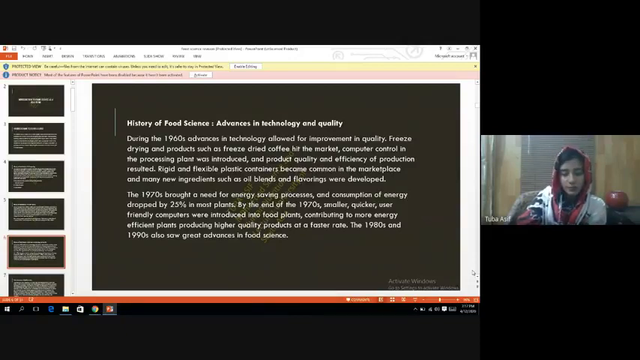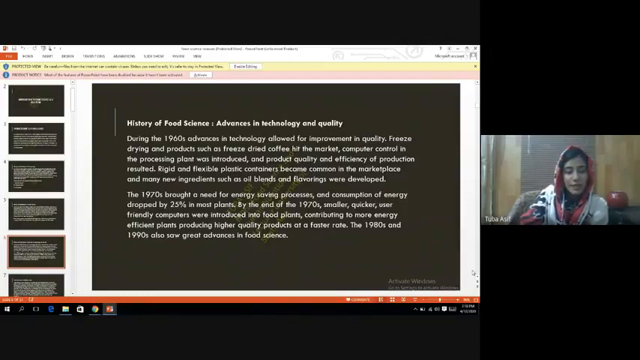And in the 1970s, it was again a time for energy saving processes, and the consumption of energy dropped by 25% in most plants. By the end of the 1970s, smaller, quicker, cheaper, user friendly computers were introduced in food plants, and thus they contributed towards more efficient plants producing higher quality products at a faster rate.